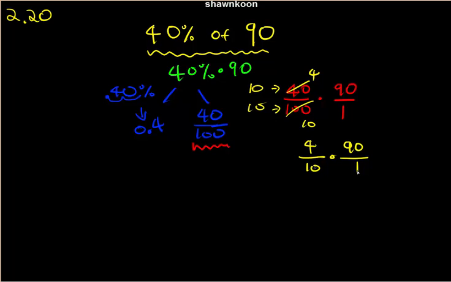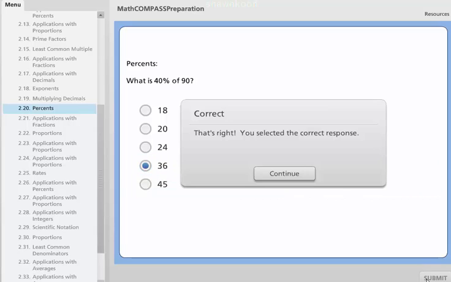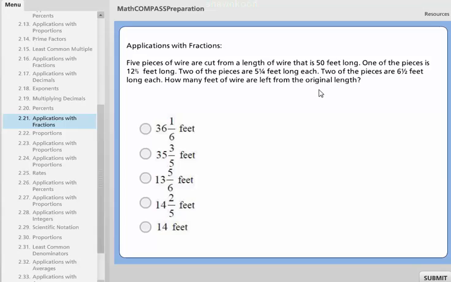Okay, now 10 and 90 can be divided, right? Because 90 is on the top and 10 is on the bottom. So 10 goes into 10 once, 10 goes into 90 how many times? 9 times. Perfect. So we're left with 1 on the bottom, and on top is 9 times 4, which is 36. So our answer becomes 36. So, yep, we have 36 here, and that's the correct answer.